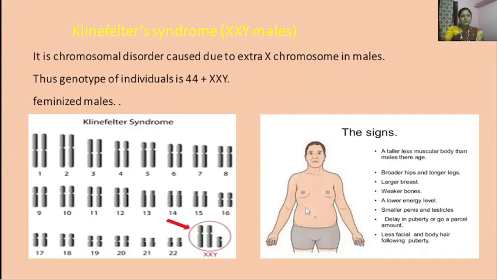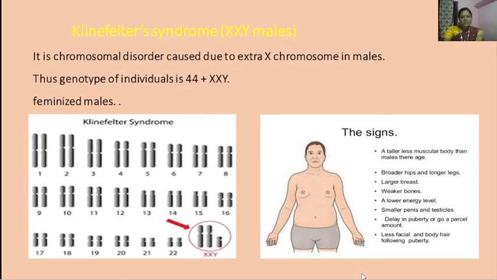Then another one is Klinefelter syndrome, that is XXY males. This particular chromosomal disorder is caused due to an extra X chromosome in males. Thus the genotype of individuals is 44 plus XXY. Here is an extra X chromosome in males. That is Klinefelter syndrome, that is XXY males.